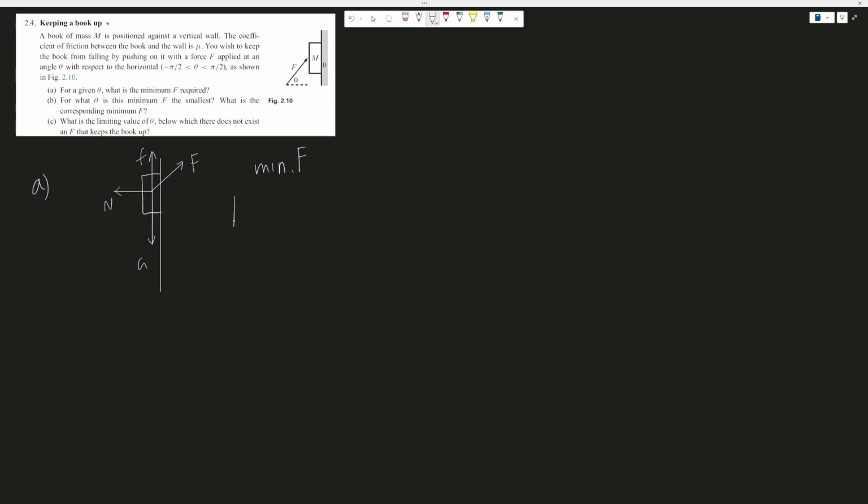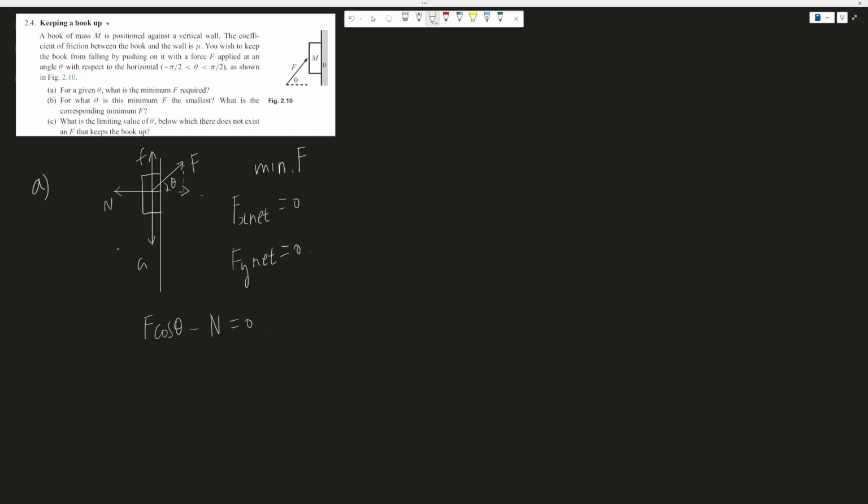Because this book is not moving, we know that the net force in the x direction should be 0, and so does the y direction. So let's try to list out these first. So the horizontal component of F, this horizontal component here, it should be F cosine theta. And you have the normal force, which is opposite of this horizontal component, and therefore should be negative. So F cosine theta minus N equals 0.